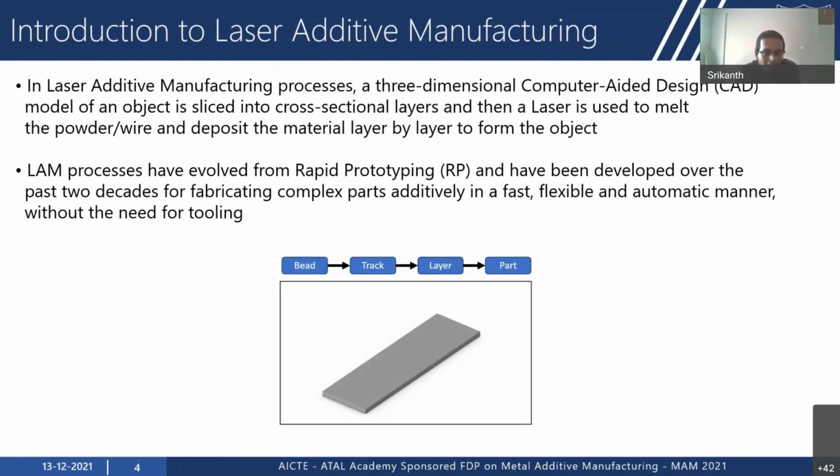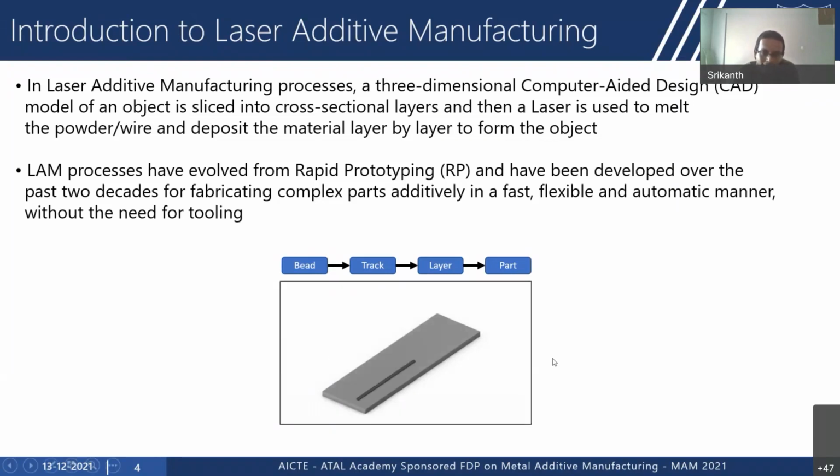So these additive manufacturing processes have essentially evolved from rapid prototyping, and have been developed over the past 3 decades, fabricating complex parts in a fast, flexible, and automatic manner, alleviating the need for any tooling. Now, all the metal AM processes share a similar characteristic. That is, they have a hierarchy. They start with a bead. Multiple beads will lead to a track. Multiple tracks will lead to a layer, and multiple layers will lead to a part. That's the hierarchy in metal AM.